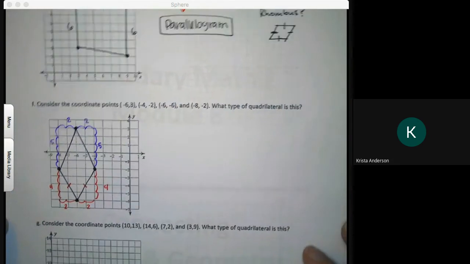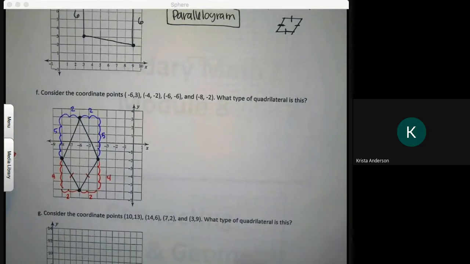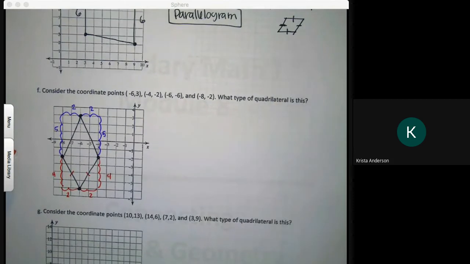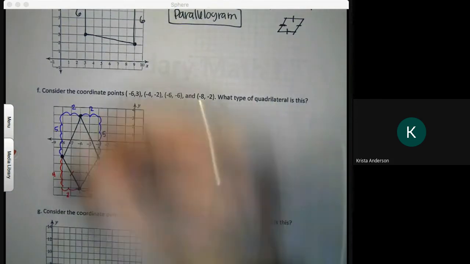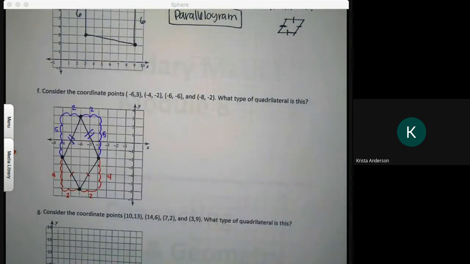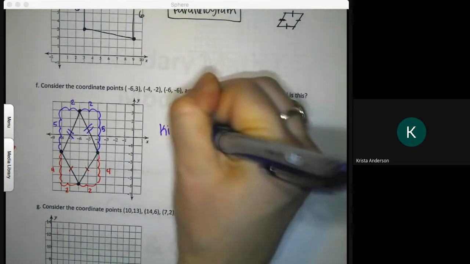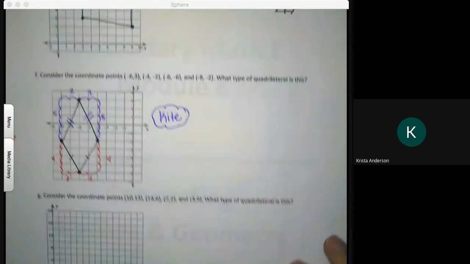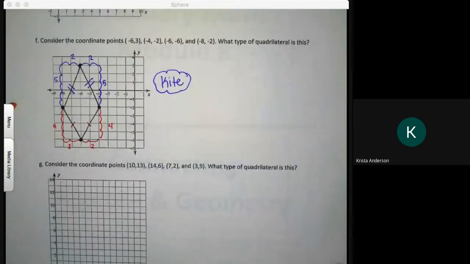It is almost a rhombus. The only reason it's not a rhombus is because the 5 and the 4 are different numbers. Does anybody know what shape it is when the top 2 match and the bottom 2 match? Kite. It makes a kite.